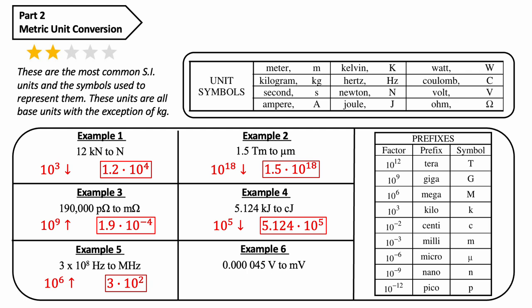And now finally for example 6, we are at our base unit of volts, and we are going to measure in our smaller unit of millivolts. That is a factor of 3 difference, and we are measuring in a smaller quantity, so we expect our number to grow. It's going to grow by a factor of 10 to the 3, which is going to leave us with a final answer of 4.5 times 10 to the negative 2.